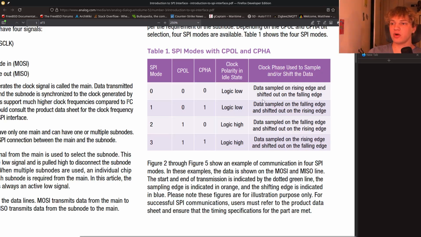And this table right over here, if you look, we can see exactly what we've just seen. So clock polarity 0, clock phase 0. Data sampled on the rising edge and shifted out on the falling edge.